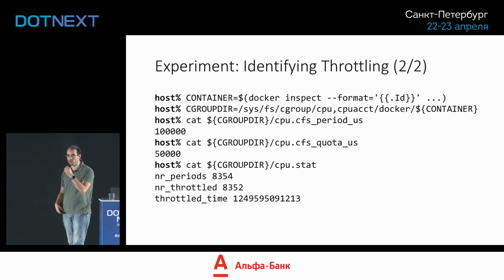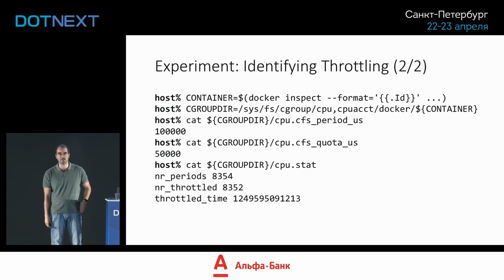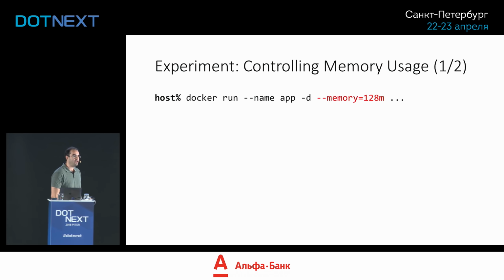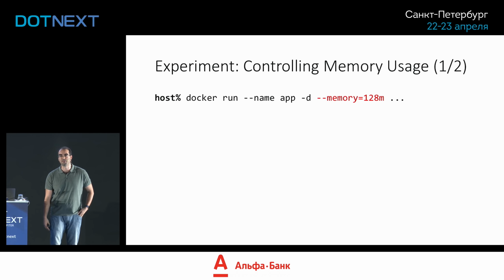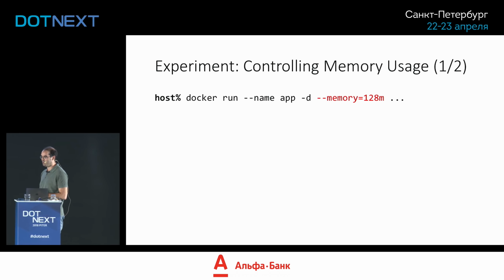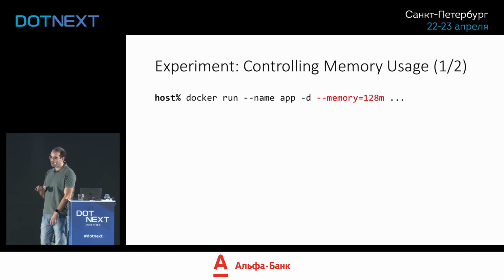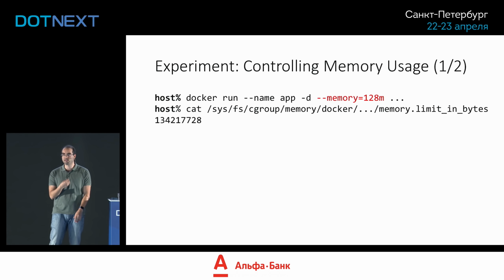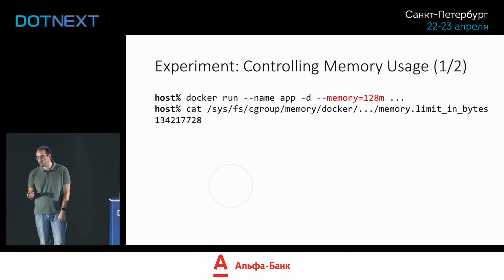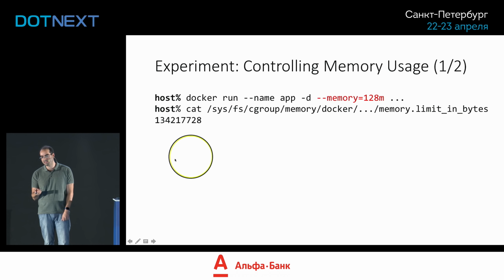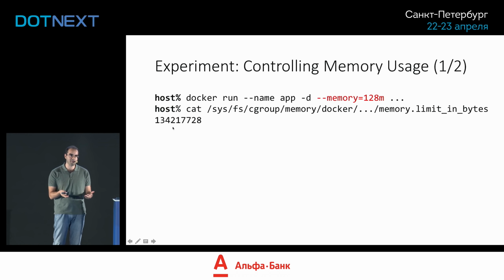Let's see the same thing for memory, because memory is quite painful for .NET applications, any garbage collected runtime. So let's see how it works for memory. Run a Docker container with a 128 megabyte memory limit. Surprisingly, this is actually enough for a hello world .NET application. But we'll see other things that are not enough. So anyway, you run your app, and then where is this limit specified? In a file. Another file called memory limit in bytes. And you see it's set to 128 megabytes, right?